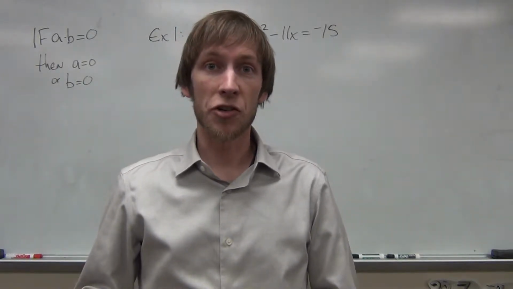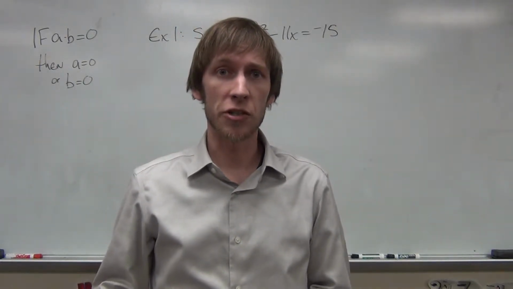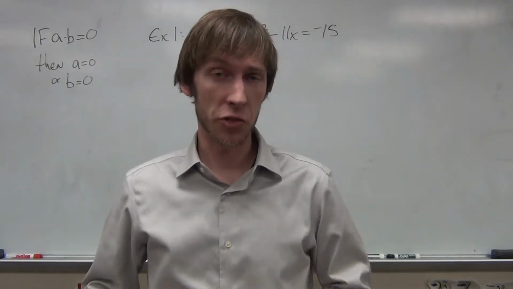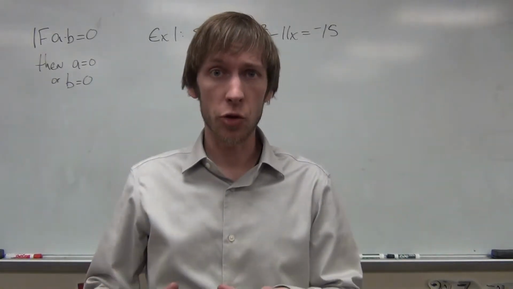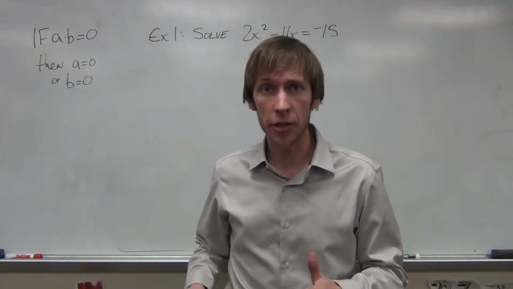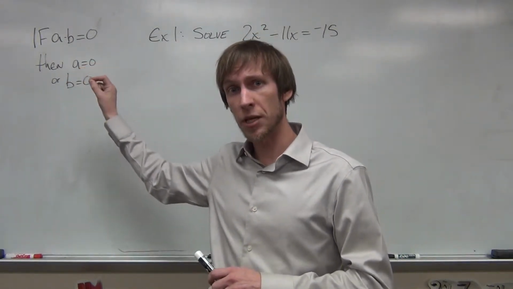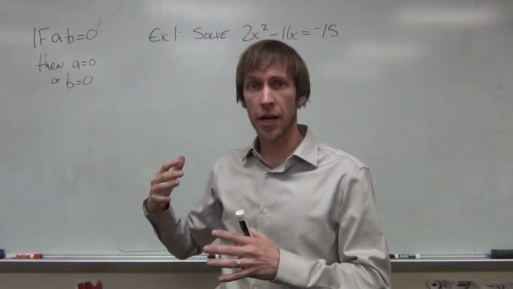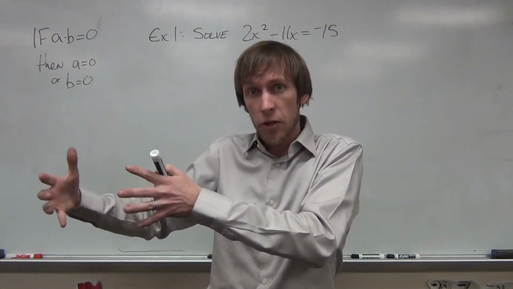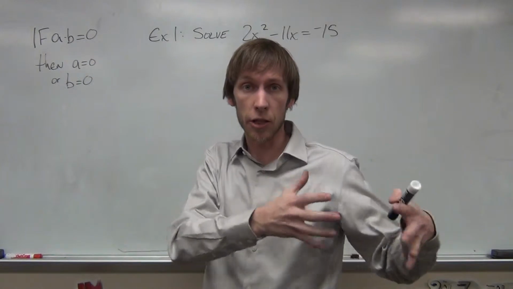All right, we are going to try to solve quadratic equations by factoring. In order to do so, we're going to use the zero product property. The zero product property says that if A times B equals 0, then that means that either A equals 0, the first factor equals 0, or B, the second factor equals 0.